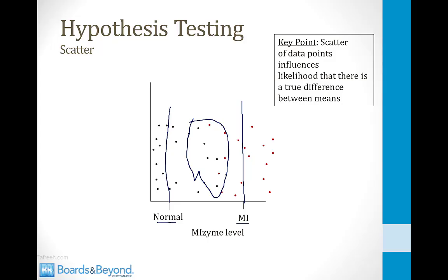So the key point here, and what I'm trying to show you pictorially, is that the scatter of the data points influences the likelihood that there is a true difference between means. What statisticians do is apply numbers to the scatter of the data and use those numbers to estimate the likelihood that the difference between these two means is real and not due to chance.